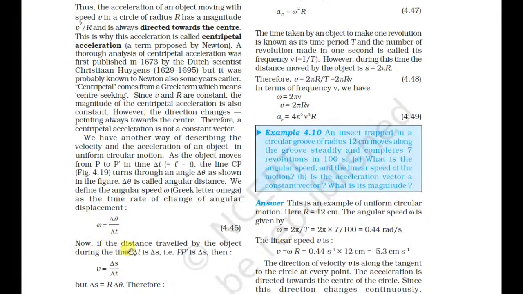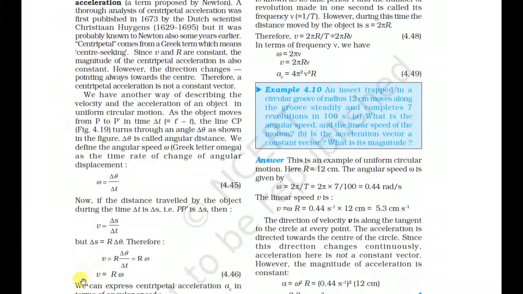Now if the distance traveled by the object during the time delta t is delta s, that is PP dash is delta s, then v equals delta s upon delta t. But delta s equals R into delta theta. So v equals R into delta theta by delta t, but delta theta by delta t equals omega. So we can represent v equals R into omega.